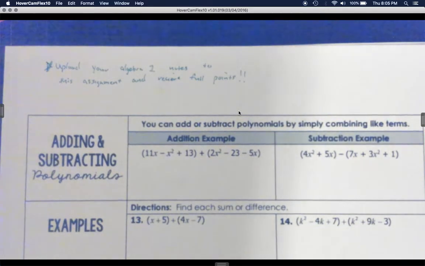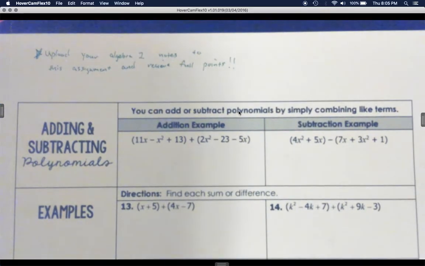Alright, so welcome to your week 5 video notes. Today we're going to be adding and subtracting polynomials. This is exactly what you're covering in your Algebra 1 class.